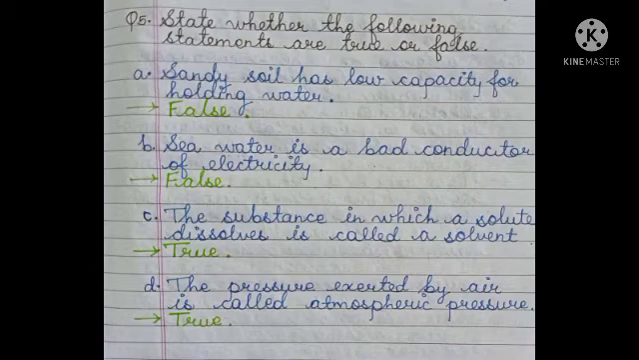Next, the substance in which a solute dissolves is called a solvent. So students, the example of solute is sugar, salt, etc. And what is solvent? Water becomes solvent for sugar and salt because we can dissolve sugar and salt in water. So, the substance in which a solute dissolves is called a solvent. So, the answer is true. The pressure exerted by air is called atmospheric pressure. Yes, this is also a correct statement. So, the answer is true.